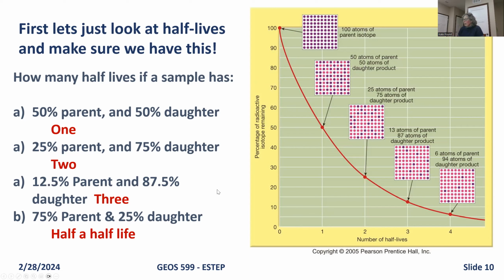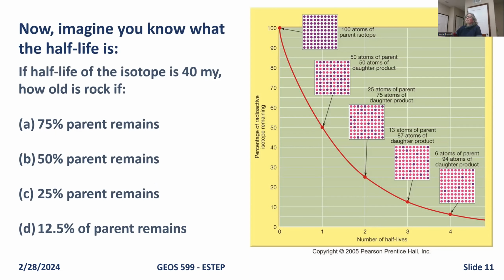Okay, so now that we've got that part of working with half-lives done, let's actually put a number on what the half-life of an isotope is. So if the half-life of the isotope is 40 million years, how old is the rock if 75%, 50%, 25%, or 12.5% of the parent remains? So pause the video and see if you can figure this out.